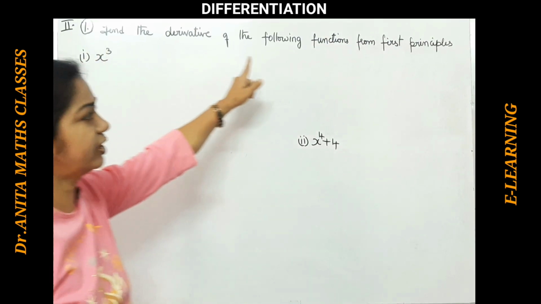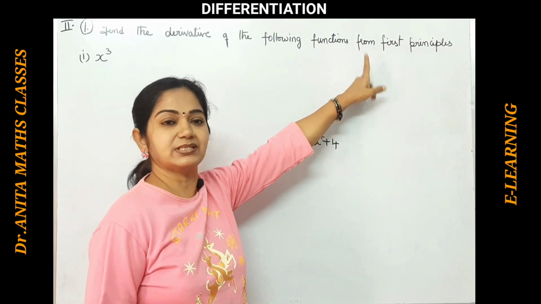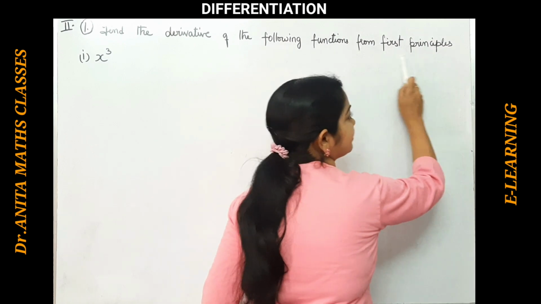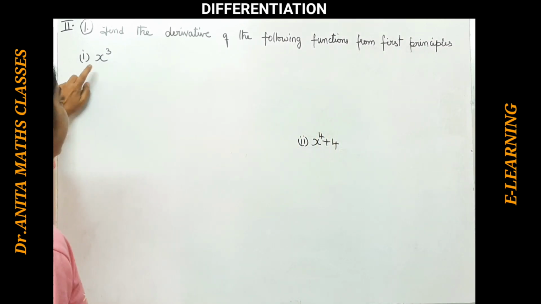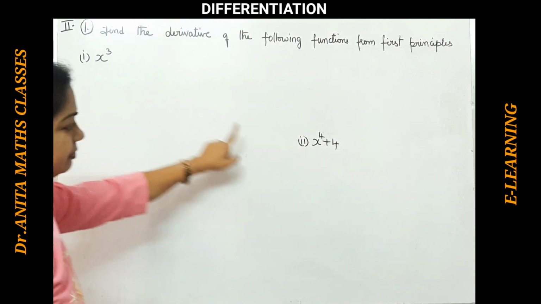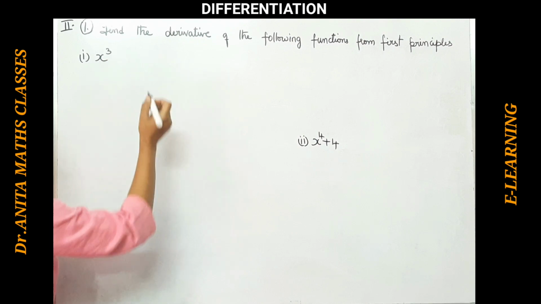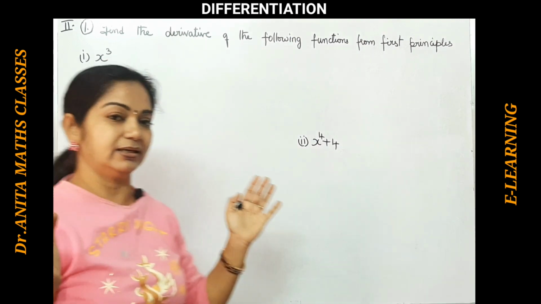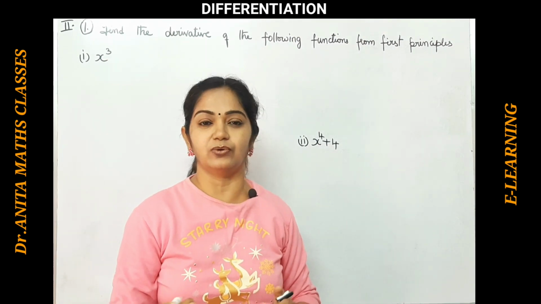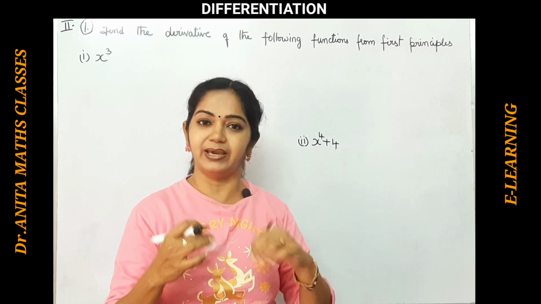Find the derivative of the following functions from first principles. Clearly here it is mentioned first principles, so we have to find the derivative using the first principle. Now the first bit and the second bit I have noted down here. Now x cube. The first principle is nothing but limit h tends to 0, f of x plus h minus f of x by h.